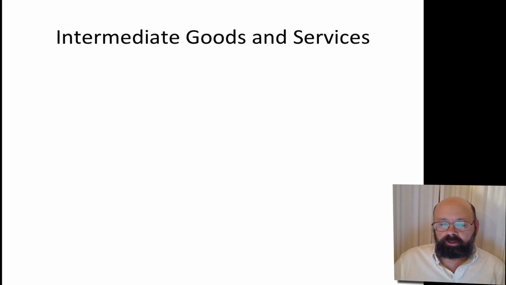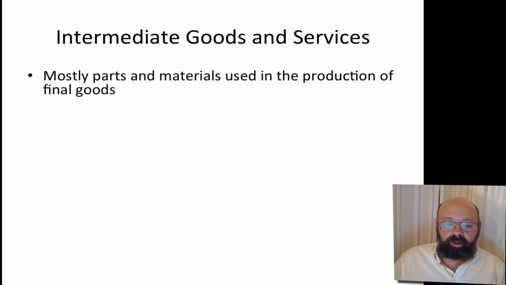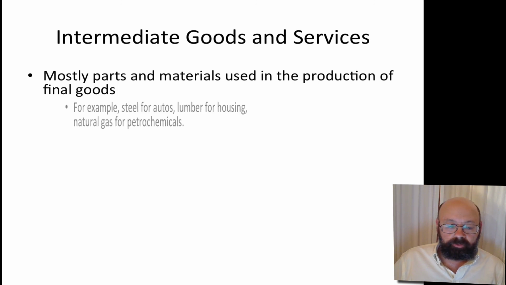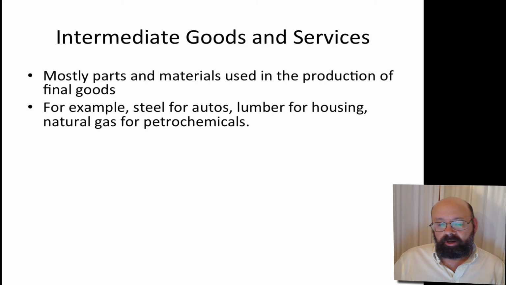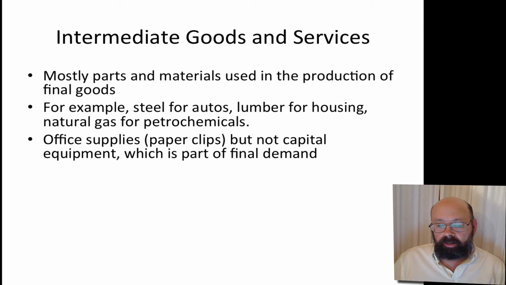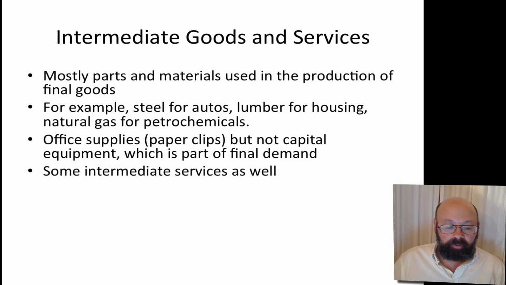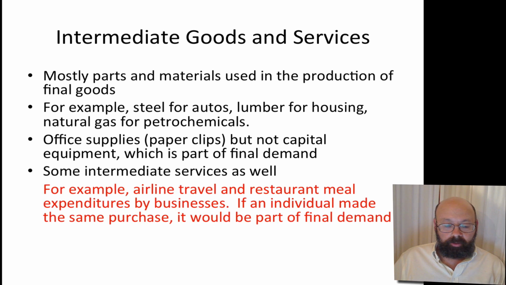Now what I want to talk about is intermediate goods and services. These are mostly parts and materials used in the production of final goods. For example, steel for autos, lumber for housing, natural gas for petrochemicals, office supplies, but not capital equipment. Some intermediate services as well.